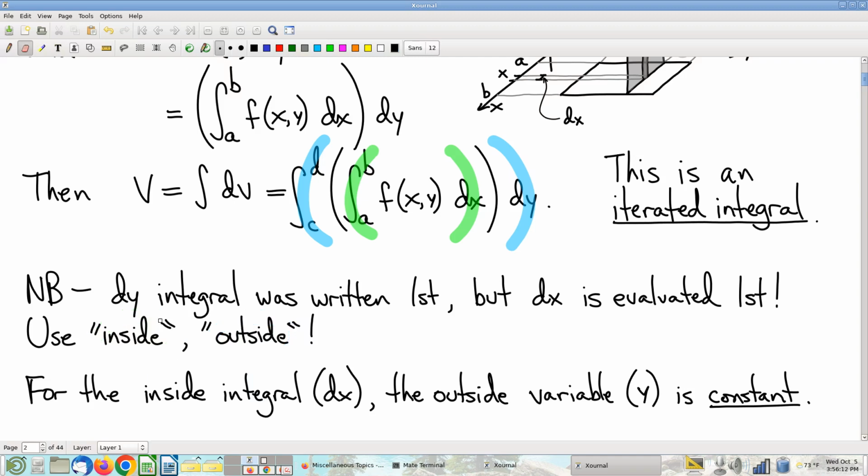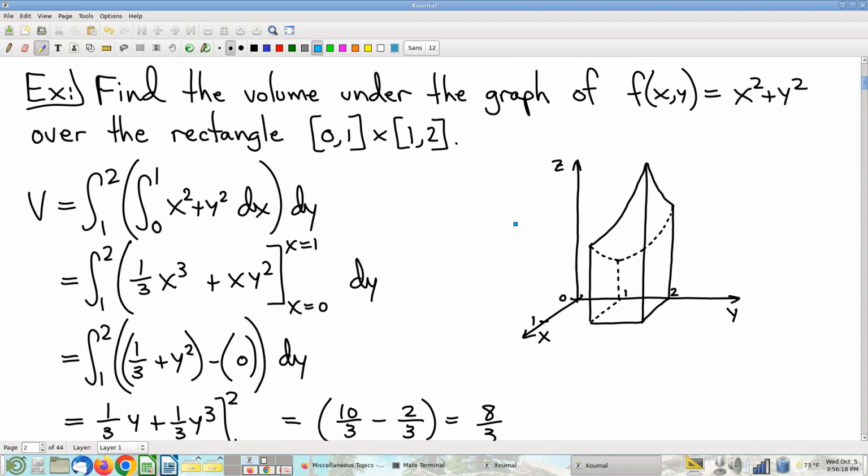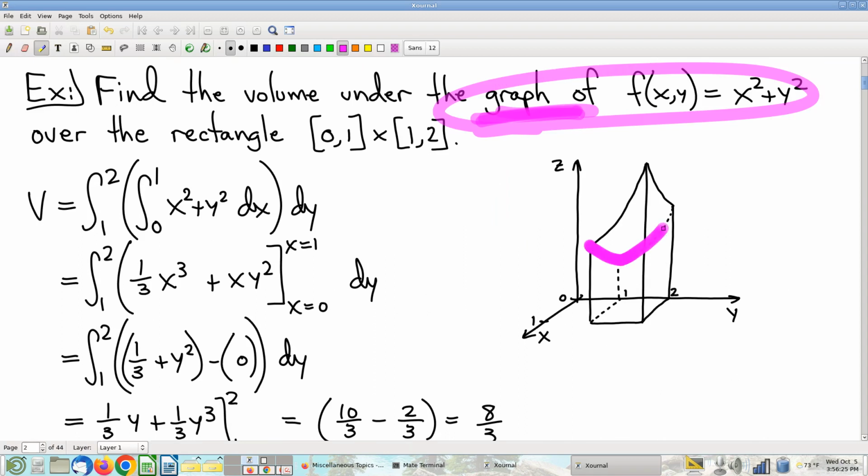Let's crank one out. So we're going to compute the volume under the graph. Very important that this be a graph of this function. That gives us some surface like that. Whatever. We want to compute the volume underneath it.